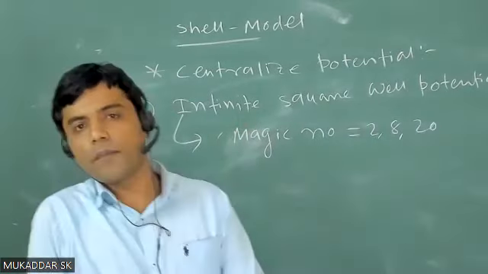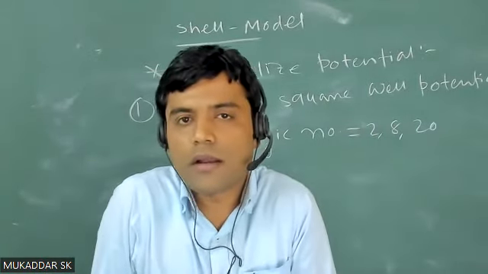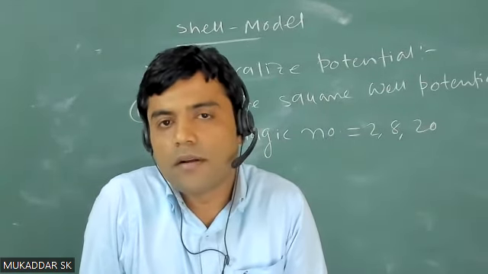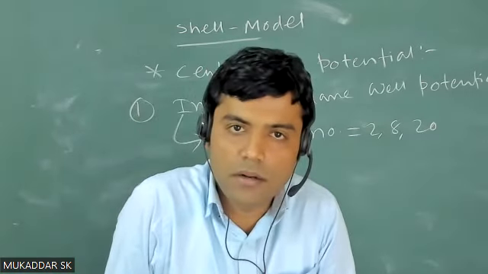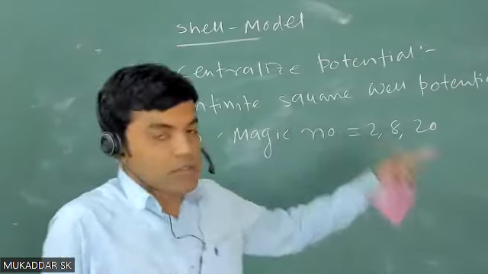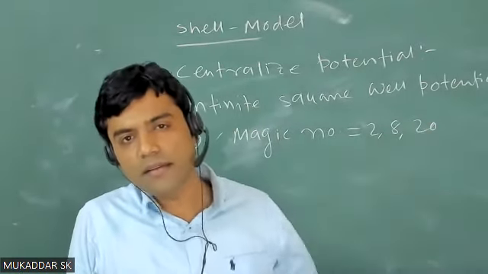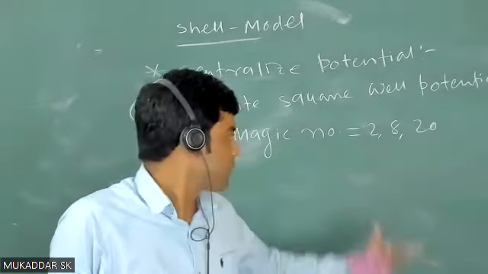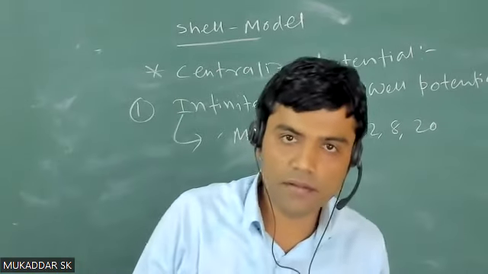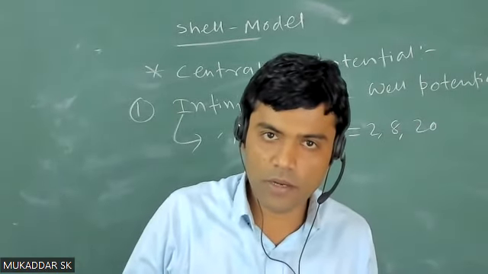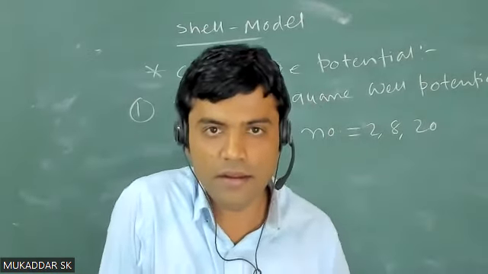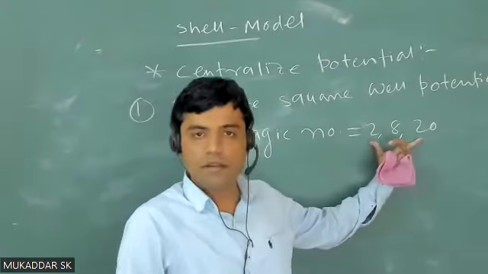So the success of the infinite square well potential: they successfully described that the nucleus has a shell structure, and they predicted many magic numbers, but out of these only these 3 were correct. But at least this potential describes that the nucleus has a shell structure, and also successfully describes these 3 magic numbers.